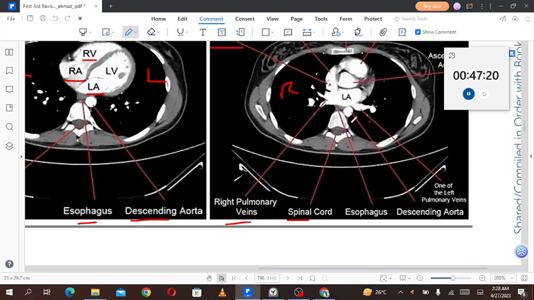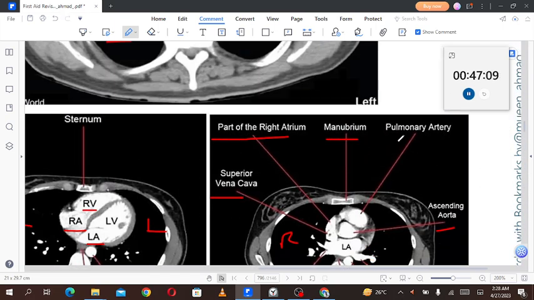Then we have the descending aorta like this, and one of the left pulmonary veins. So basically we have two pulmonary veins like this, but in this CT section only one is evident. Then we have the ascending aorta like this and the pulmonary arteries.